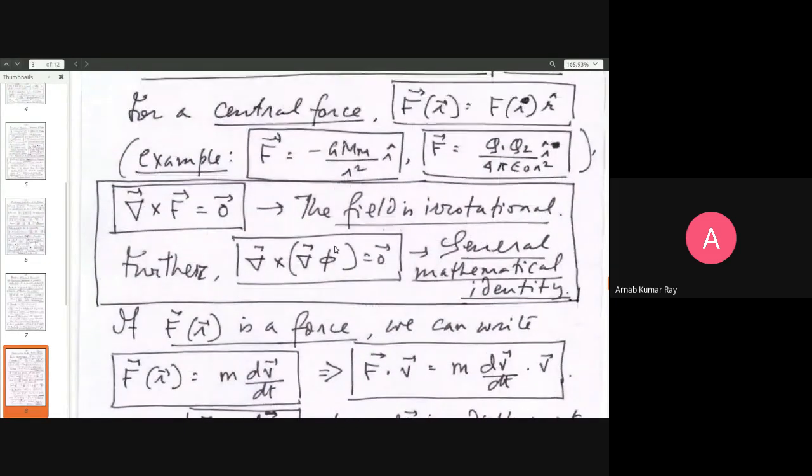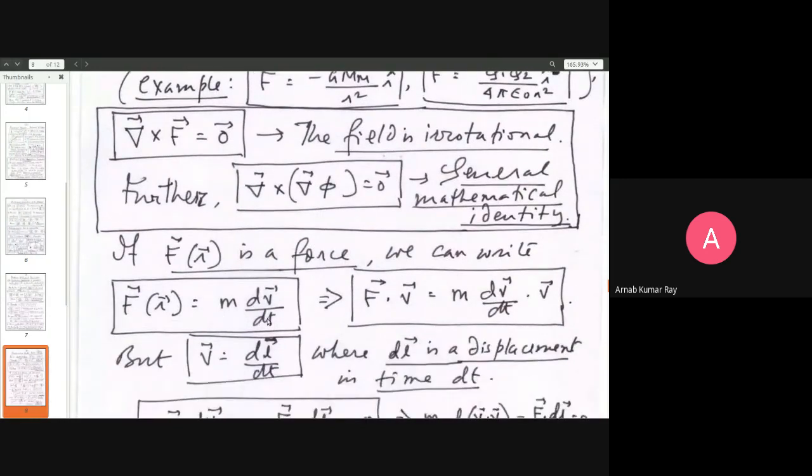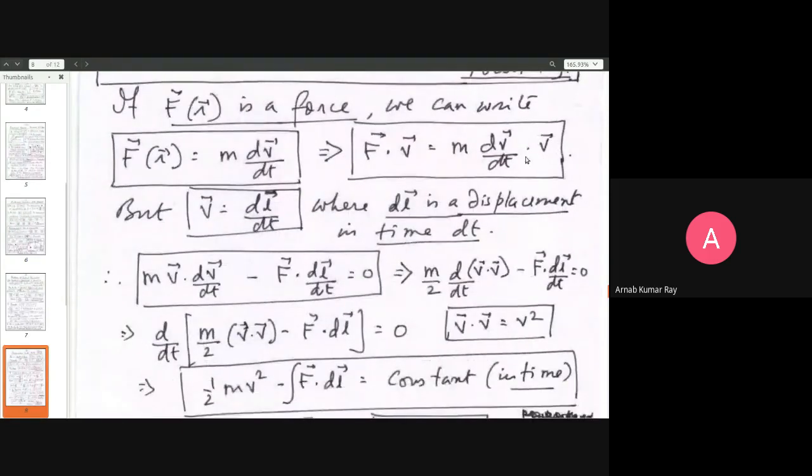Now, if F is a force, we can write F is equal to mass times acceleration, m dv/dt. What we are doing is taking the dot product of this whole equation with v. So we are taking F dot v and m dv/dt dot v. But what about v itself? v is the velocity, v is equal to dl/dt, where dl is the displacement in time dt.